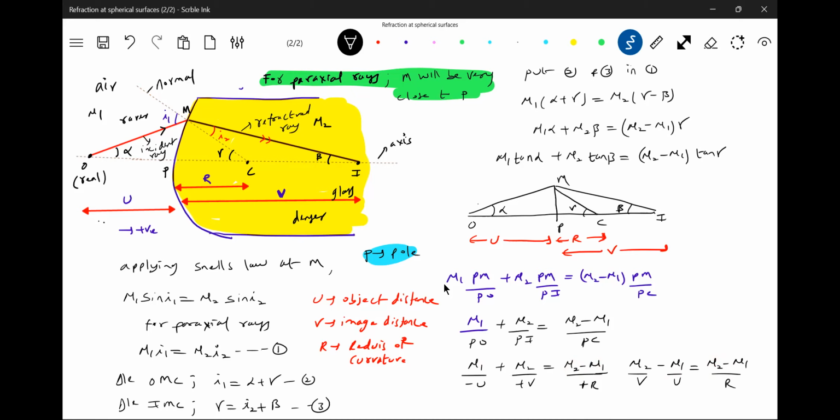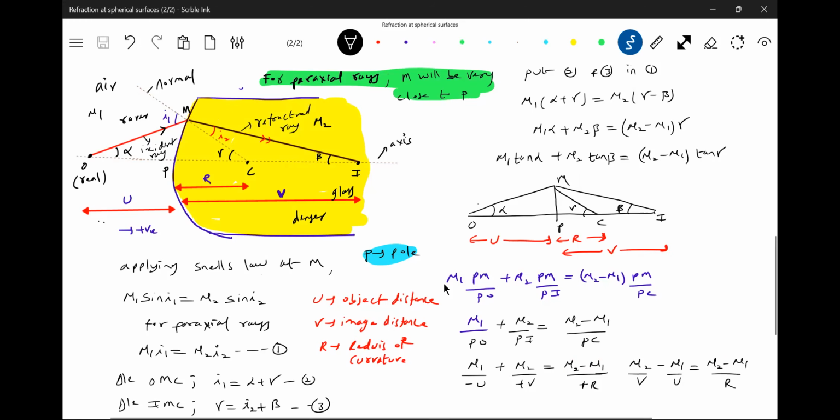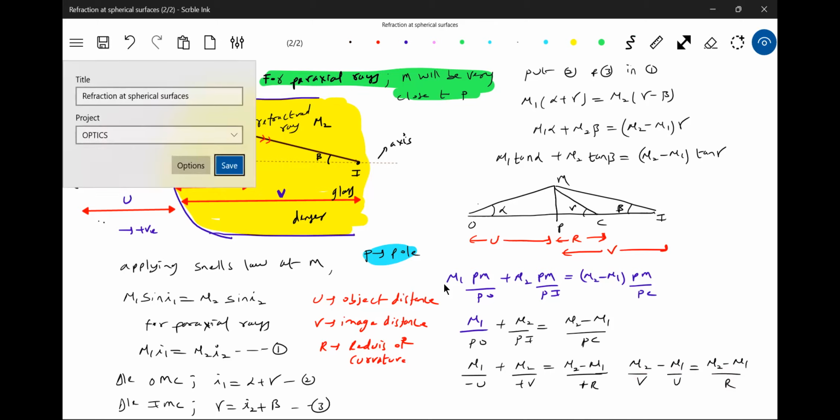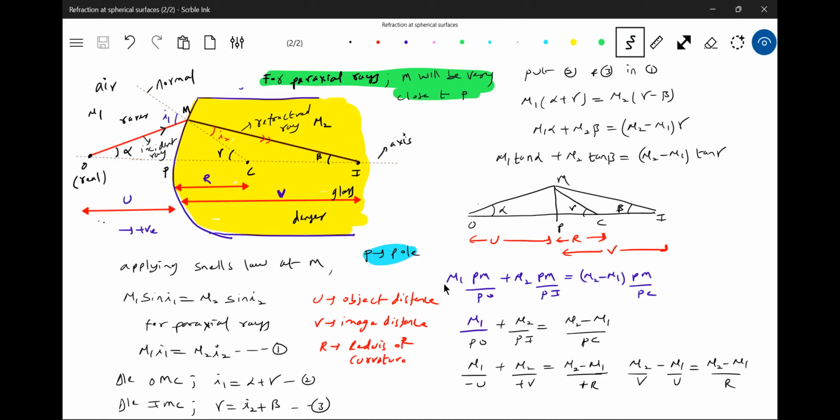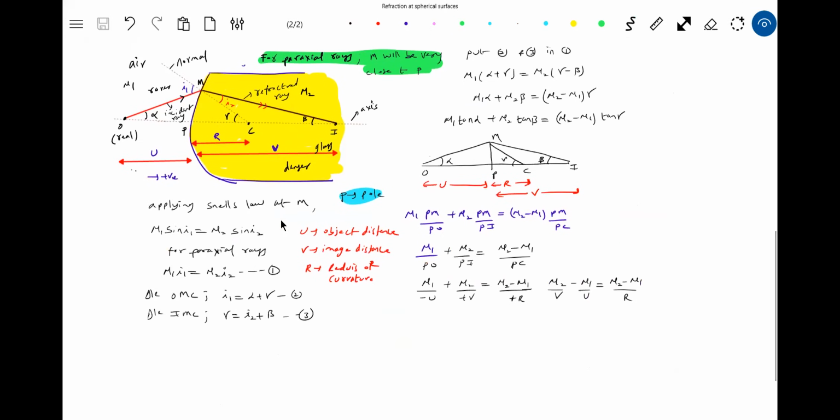So what is meant by mu2, mu1? This is the formula that we derived. To find out the location where the image is formed, we should use this formula. We know the object distance, we know mu2, mu1, we know the radius of curvature. Substitute, and you'll get the image distance where the image will be formed. So we should be aware of this particular formula.